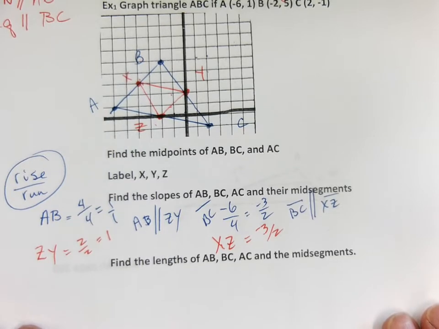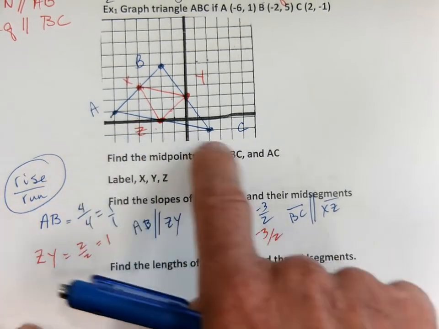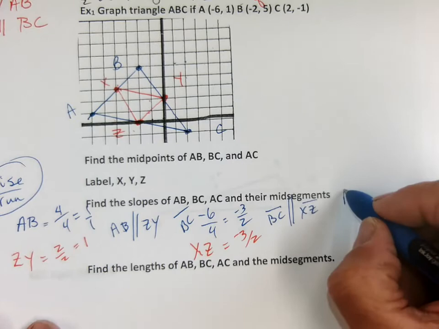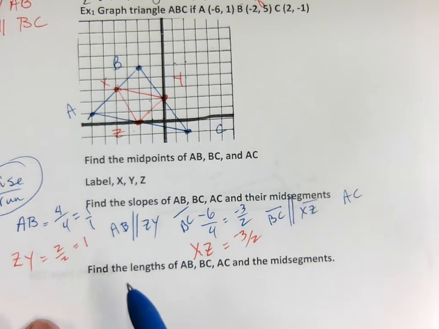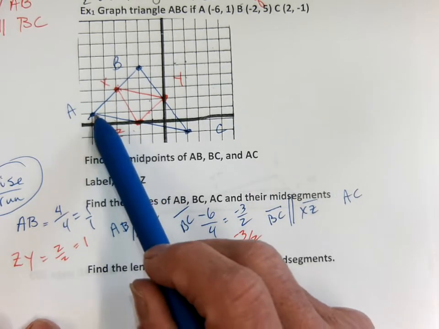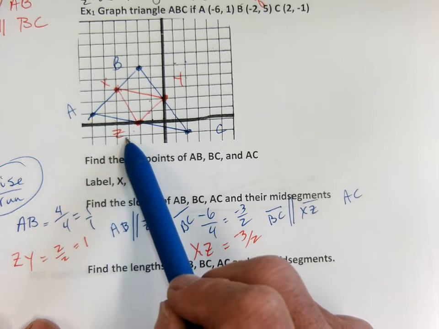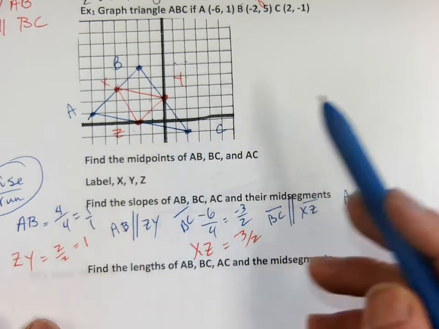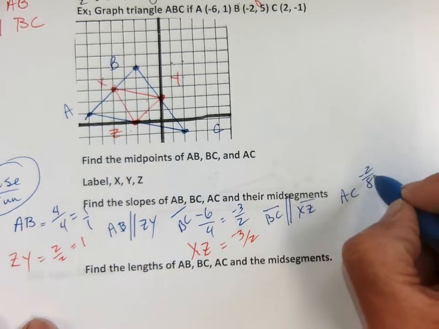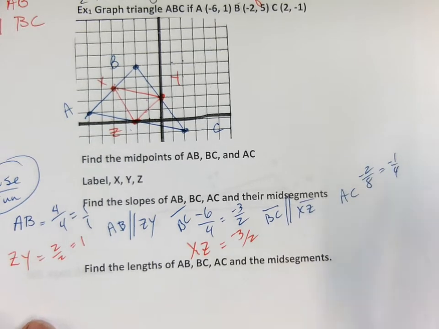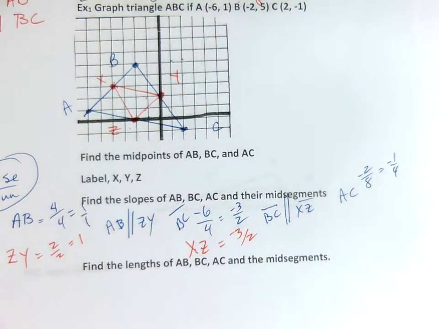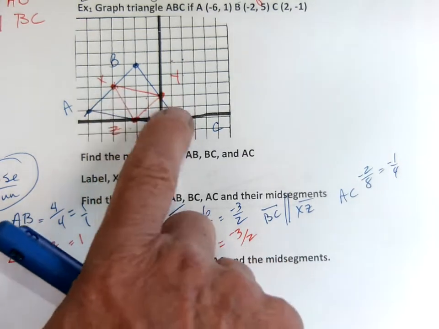Well, let's finally find the last one, and that's the slope of AC. Again, slope is rise over run, so I'm going to go down 2 over 1, 2, 3, 4, 5, 6, 7, 8. Down 2 over 8, which reduces to negative 1/4, right?